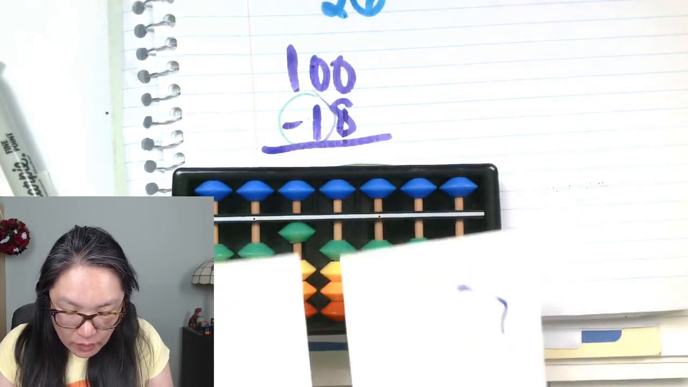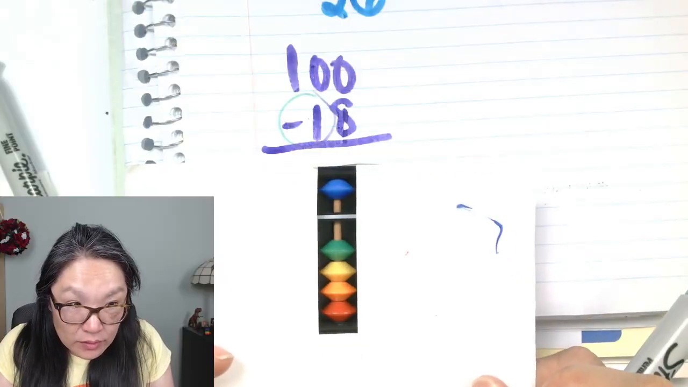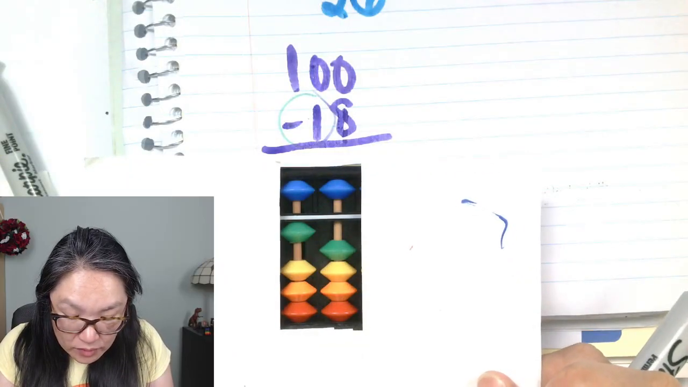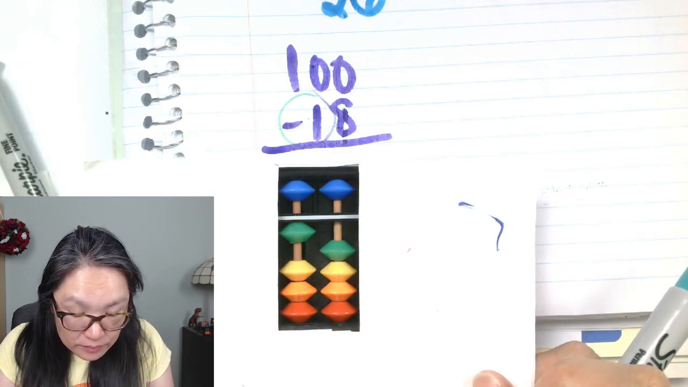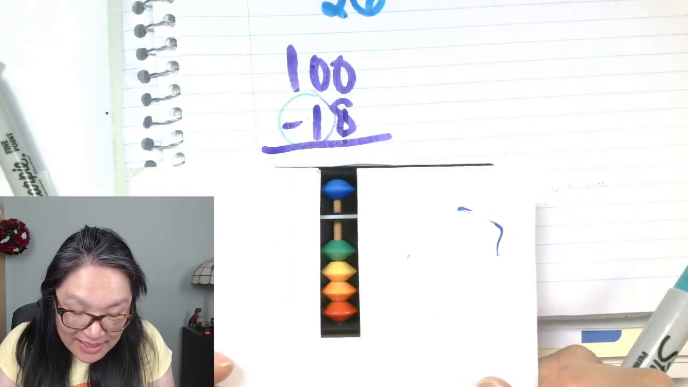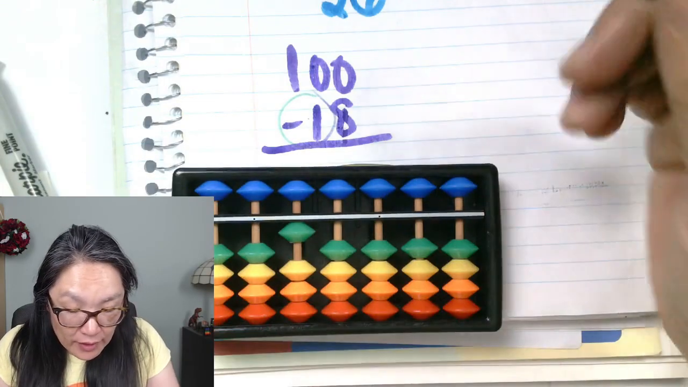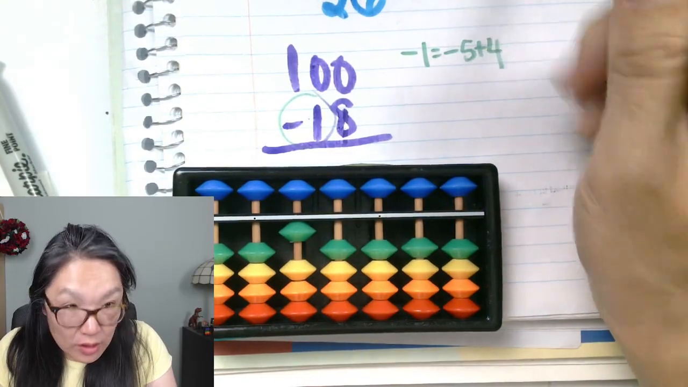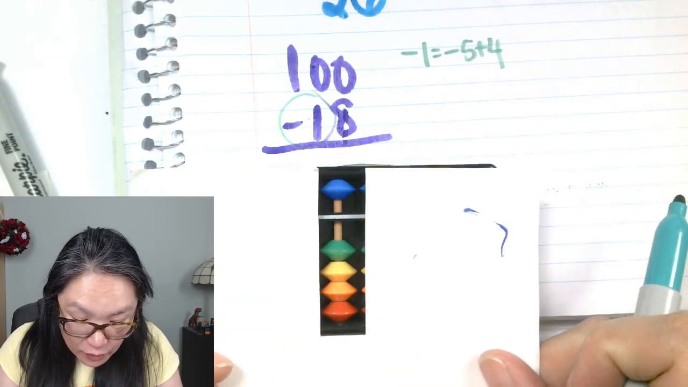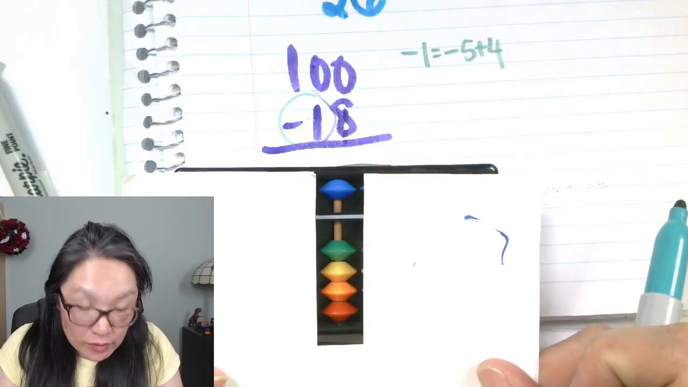Can I take away the 1? No, I can't. What do I do? Minus the 1 is equal to what? Minus the 10 plus the 9. Why? Because I can't do the 5, right? The 5: minus the 1 is equal to minus the 5 plus the 4. Do I have a 5 to work with? No. I don't have a 5 to work with, so I can't use it.